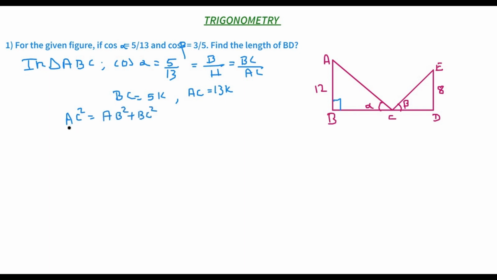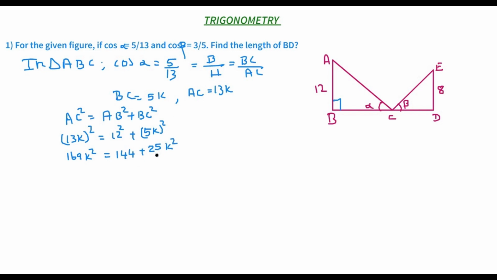Now as you know, what is AC? 13K. So 13K the whole square equals, what is AB? AB is 12, that is 12 square. What is our BC? 5K the whole square. So now let's solve this. 13K the whole square will be 169K square equals, what is 12 square? 12 square is 144 plus 5K the whole square. 5 square is 25 and then K square.